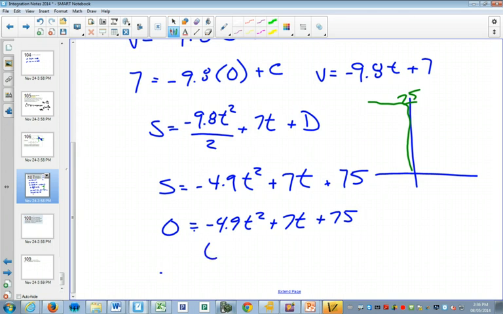Can you give me one more decimal place? 1. Are we dealing in seconds? Yes, because we had meters per second squared before.